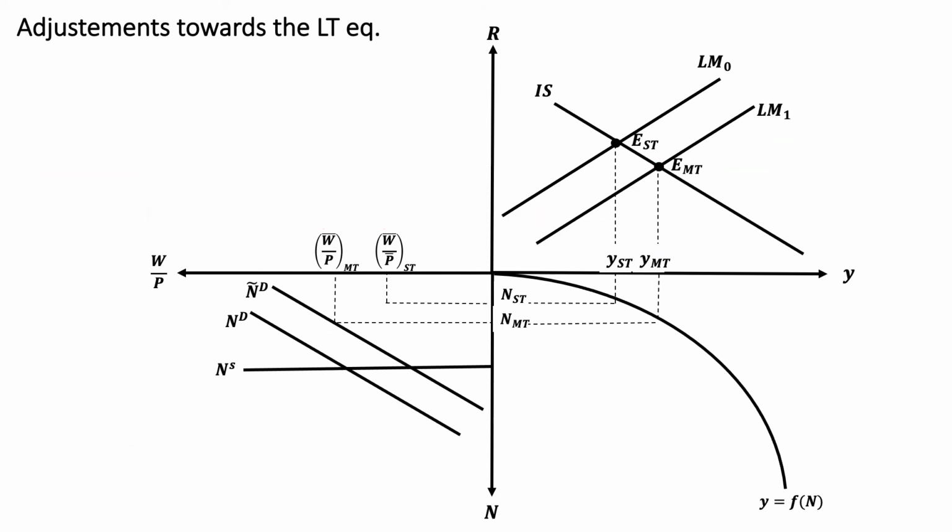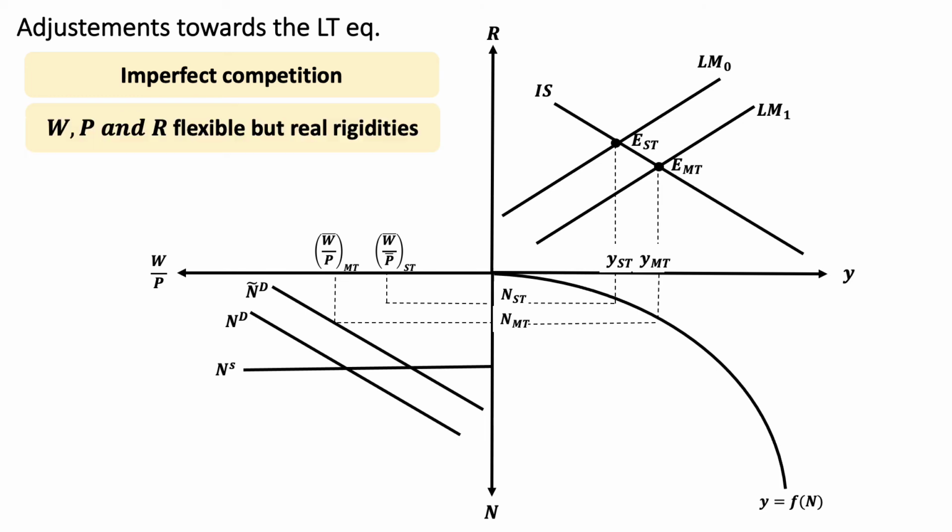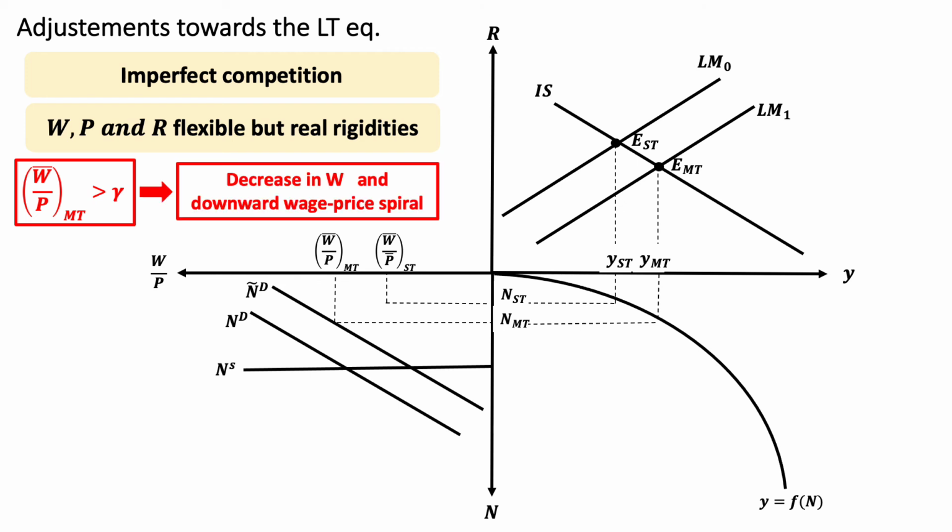Finally, let's look at what happens in the long term. In the long term, we can consider that the nominal wage is no longer rigid. So now we have W, P, and R flexible, but with real rigidities due to the imperfect competition. Because the general level of prices decreased in the medium term, the real wage became higher than its negotiated value. Wage negotiations will therefore impose a decrease in the nominal wage, so that the real wage comes back to its original value.